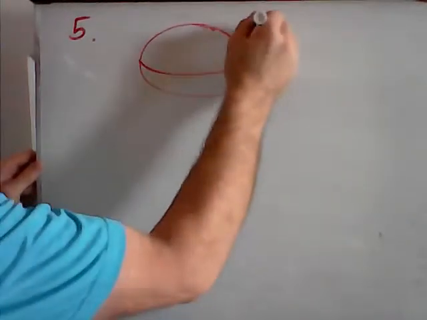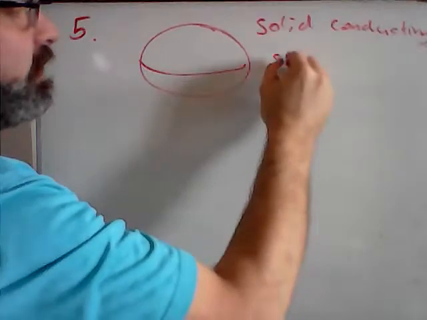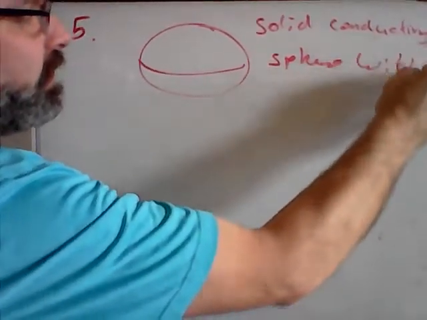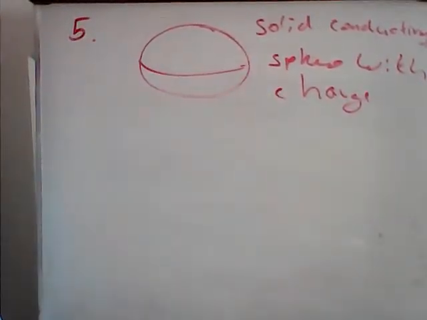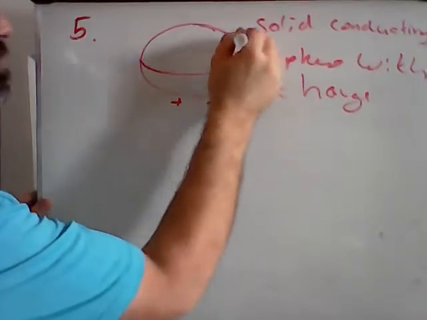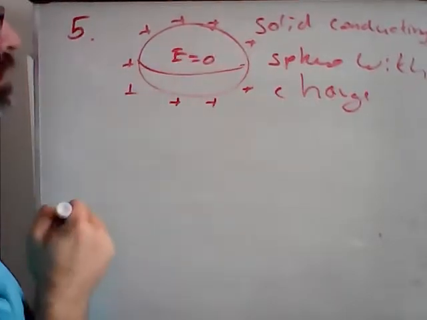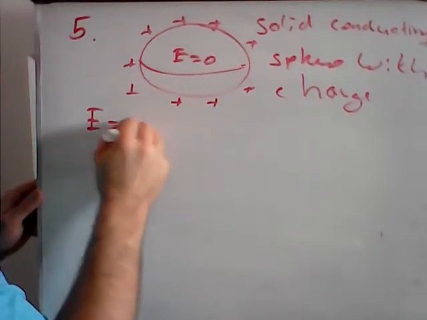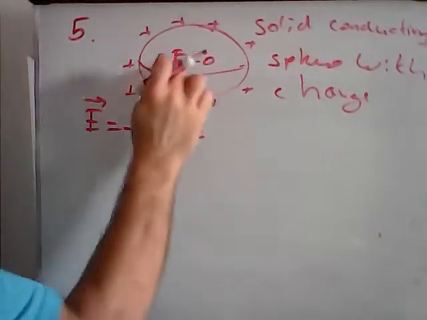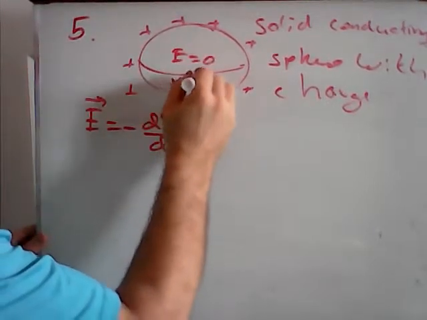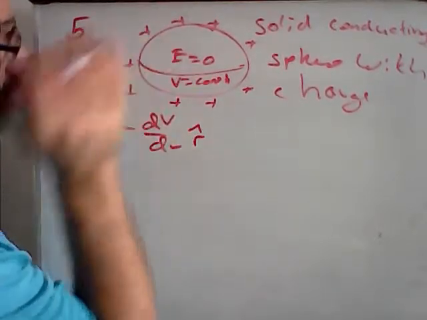And it's a solid conducting sphere with a charge. Now, we know what happens. You have a solid metal sphere. That means that the charges pile onto the surface. Inside, the electric field is 0. Electric field is equal to minus dV/dr. And that means, of course, if E is 0 inside, that also means that V is constant, because there can't be a change in V if the electric field is 0.